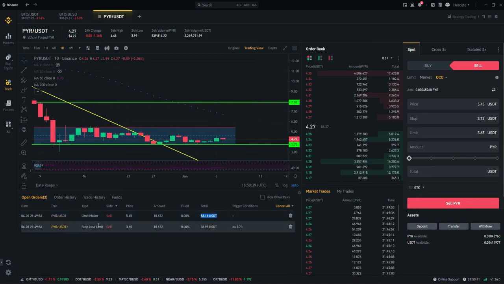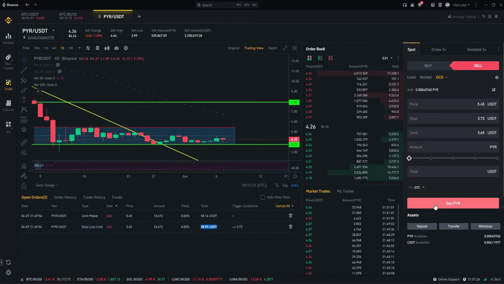Now, this is our stop loss order, or a sell stop limit order, basically meaning the stop loss. So this means we also want to sell our 10.672 PYRs if the price gets to 3.65, because we believe the price might continue to go down and we don't want to suffer more losses. And for that reason, if the price gets to 3.73, or if the price is equal to or less than 3.73, an order to sell 10.672 PYRs will be executed at the price of 3.65, and we are going to get $38 back.